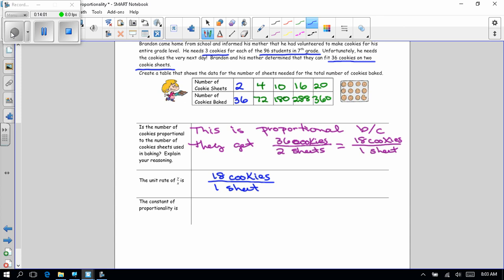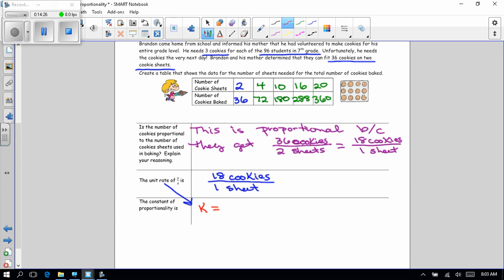Well, that unit rate becomes the constant of proportionality. Aha. So in other words, unit rate and constant of proportionality, they're the same thing. Okay? They are the same thing. It's kind of like if you have a name that your parents gave you, but then you have a nickname that your friends call you, right? You're the same person. Same thing here. Unit rate and constant of proportionality are the same thing.